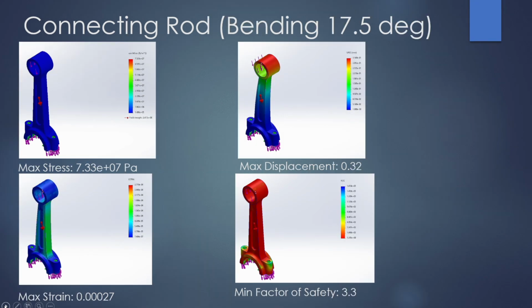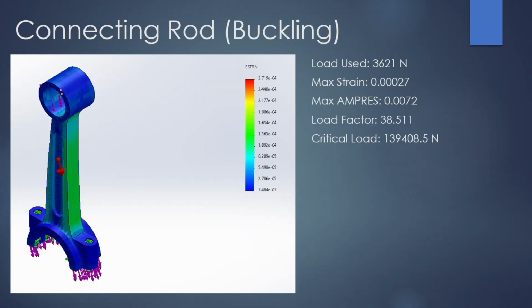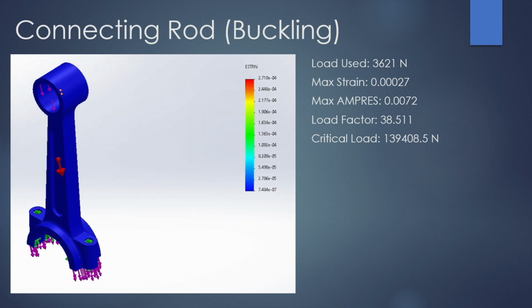For this same part, we did a bending test using the same material and the same forces. But in this case, the forces had a 17.5 degree angle, simulating the rotation that this connecting rod is under inside the engine. We also did a buckling test with the same conditions as before, and the load factor given by SolidWorks was 38.5, meaning the critical load for the rod is about 139,000 newtons.